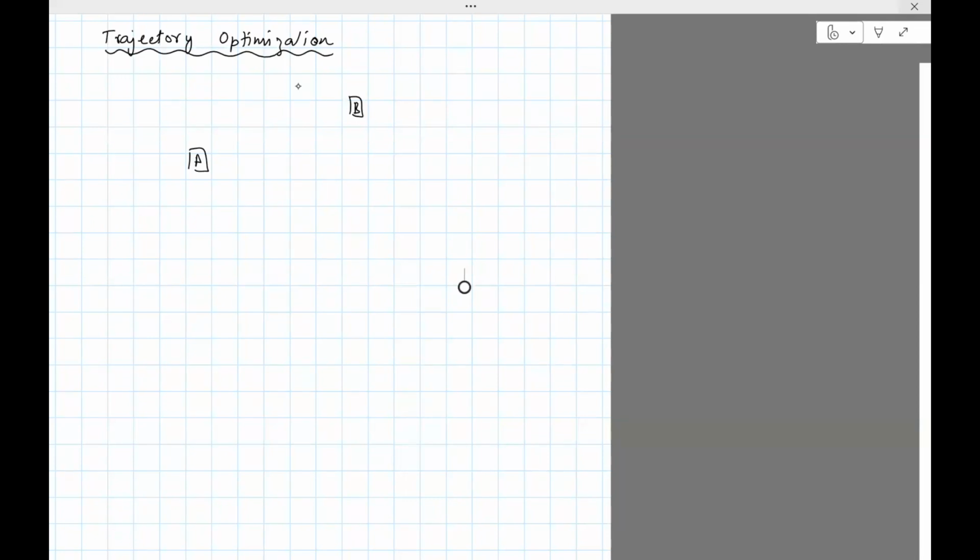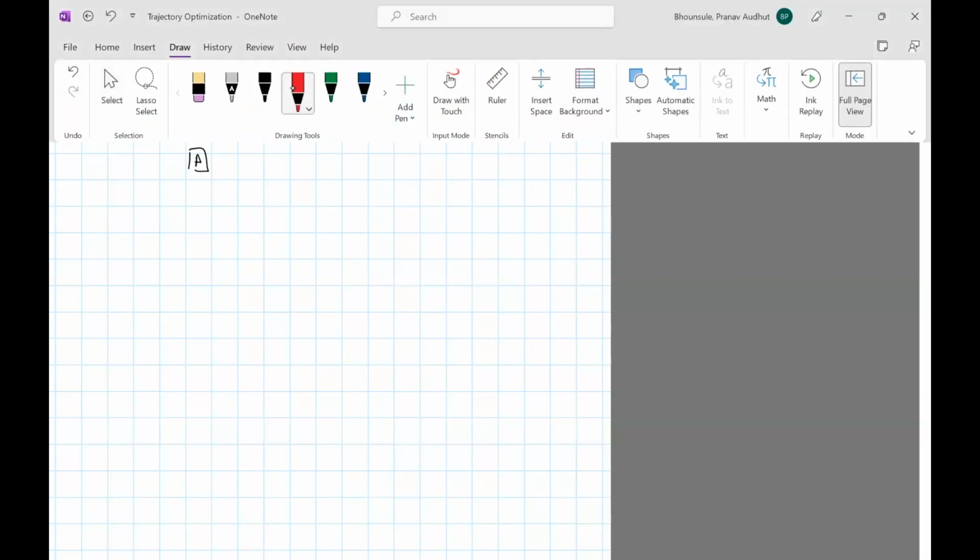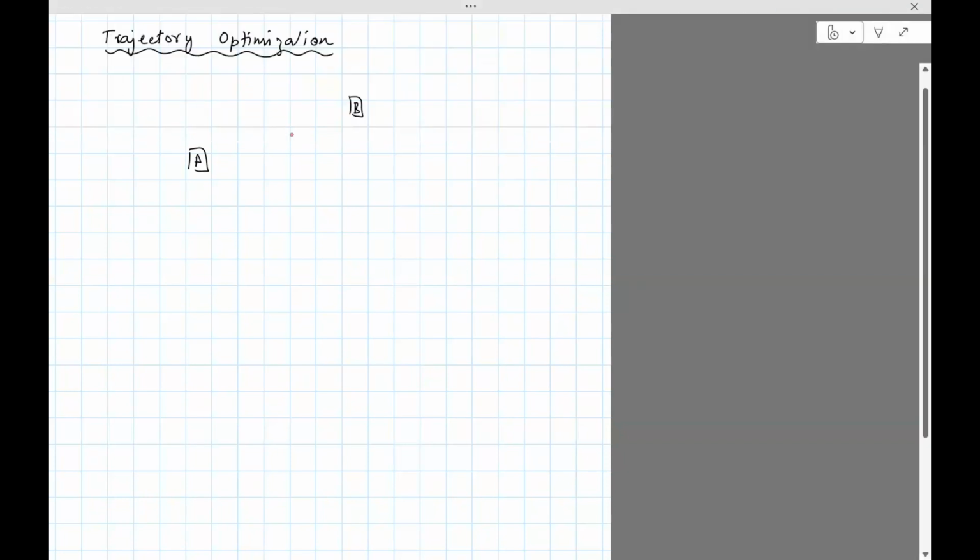If you want to go from point A to point B, clearly there are many ways to do that. You could just connect A to B with a straight line, and that's fine as long as there are no obstacles in the way, right?